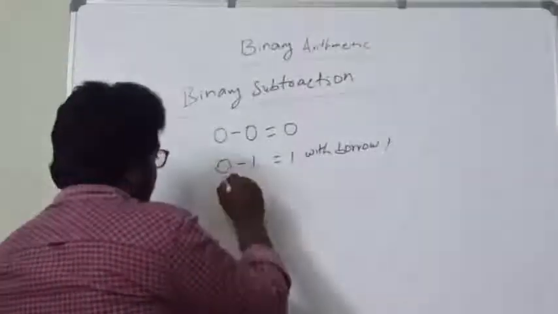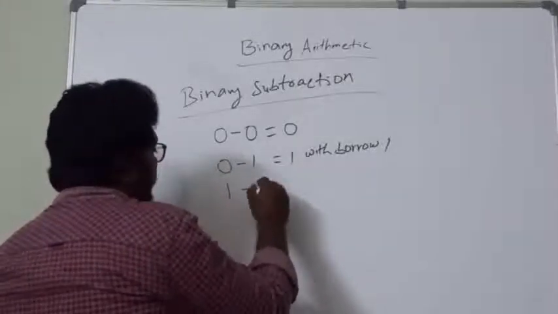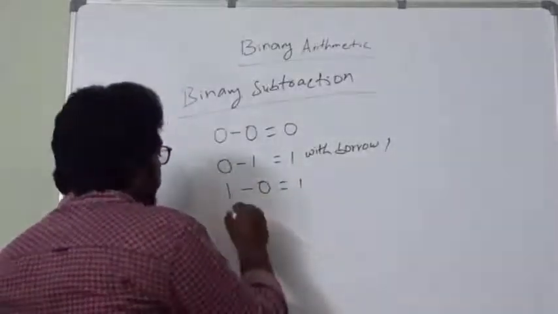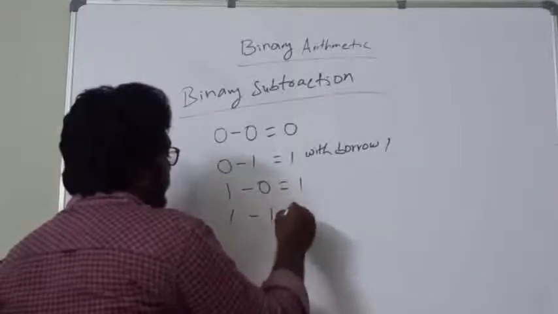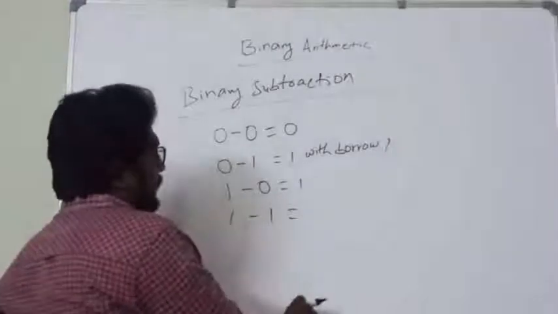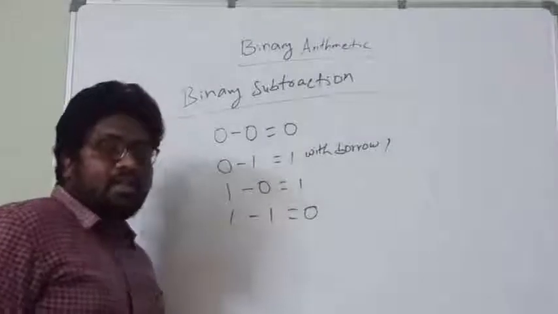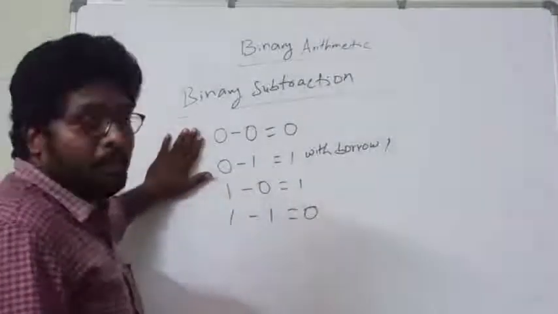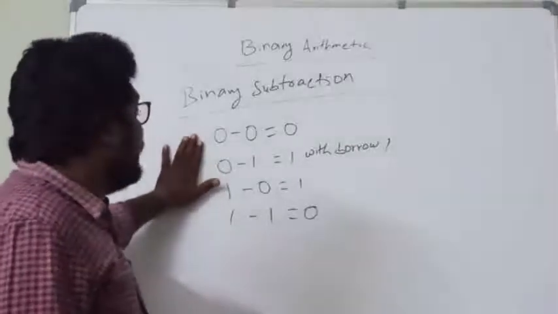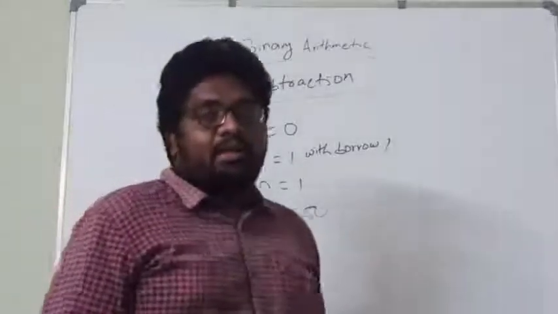The next one is when you are performing the subtraction of the lower bit from the higher bit, the resultant will be 1. And when we are subtracting the higher bit from the higher bit, the resultant will be 0. These are the rules for performing the binary subtraction operation. So let us take a few examples of this binary subtraction to understand this topic clearly, right?